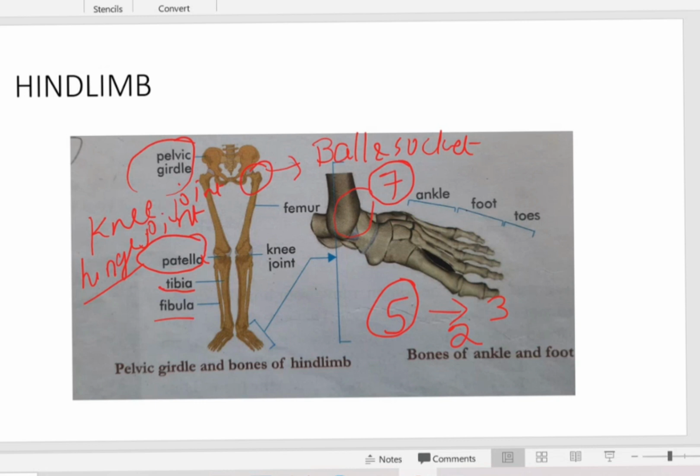So we have completed the entire human skeletal system: skull, backbone, rib cage and the types of limbs in part 2. In the next part, we will be discussing joints. Hope you all understood.